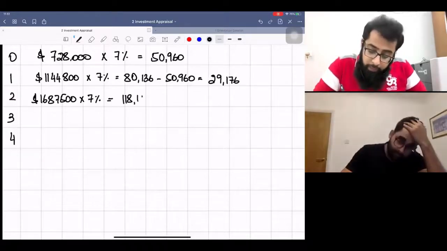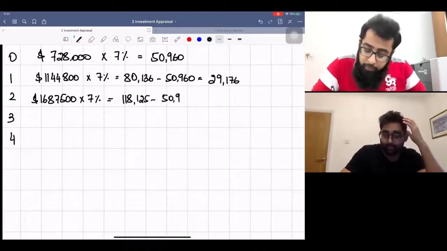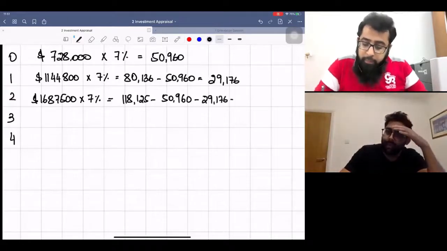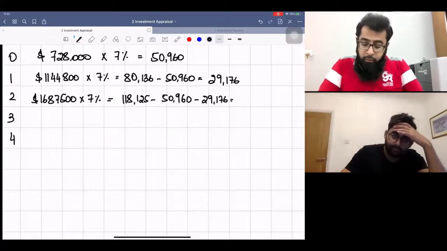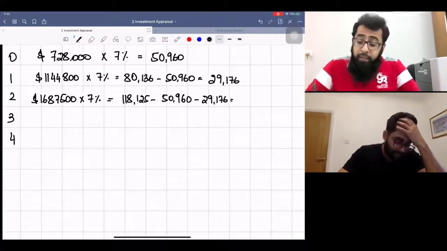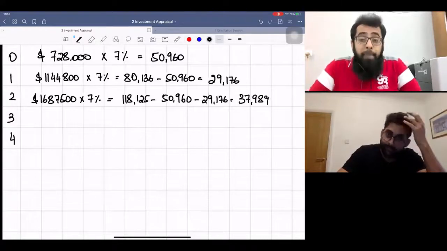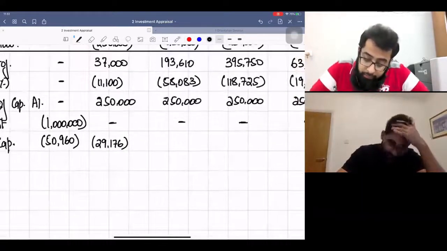Okay. Now 50960 was invested in year 0, and then we invested 29176. Minus 80136. Okay, how much? Minus 50960 minus 29176. So it's 37989. I think you calculated wrong. Okay? Yep. 37989. Yep.